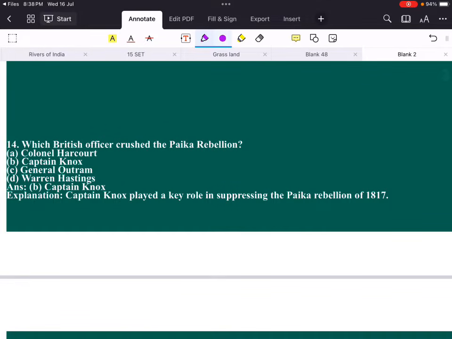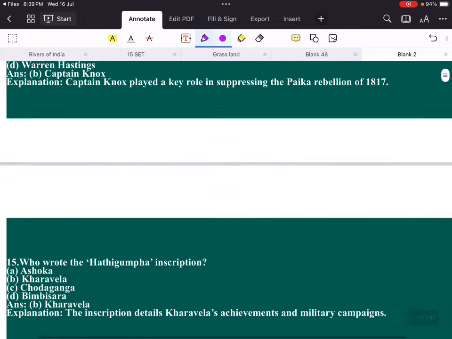Which British officer crushed the Paika rebellion? That is Captain Knox. Option B is the correct answer. Captain Knox played a key role in suppressing the Paika rebellion of 1817.